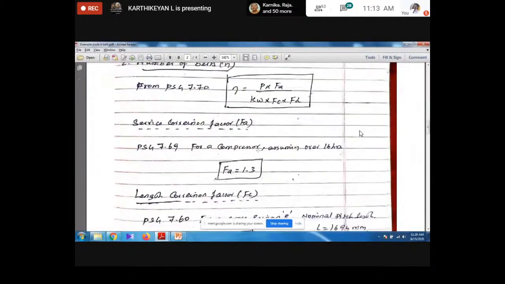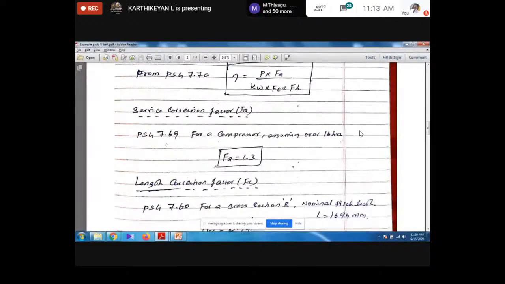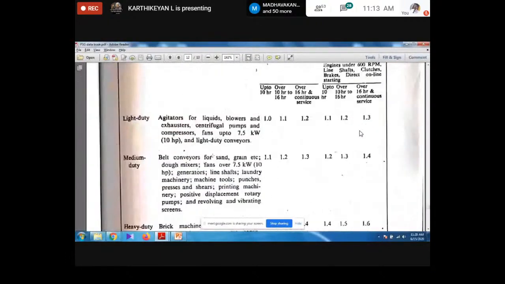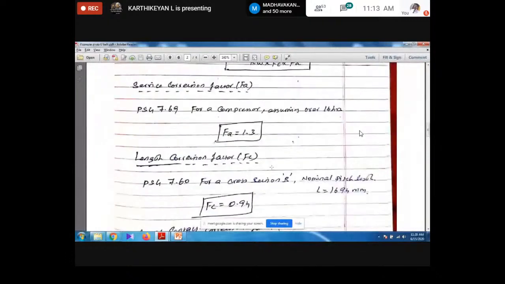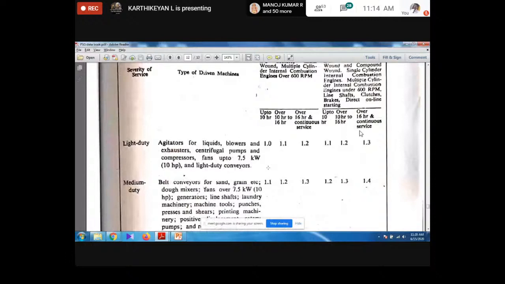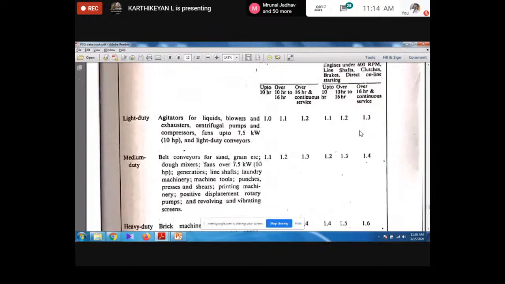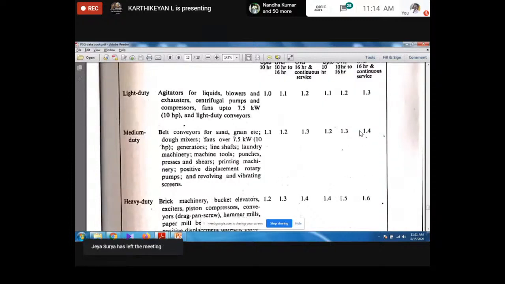Let me calculate one by one. First one is FA, the service correction factor. This is available in the PSG data book, page number 7.69. So in my problem, the specific application is clearly given that it is a compressor. One motor is running a compressor, and the power we need to transfer is 15 kilowatt. So see this column. The first one is light duty. The second one is medium duty. If your power is limited up to 7.5 kilowatt, you may go with light duty. And now my power is about 15 kilowatt, so I'm going with medium duty.